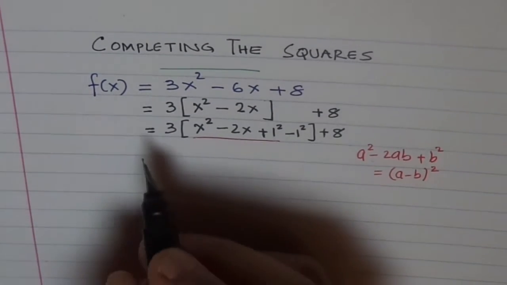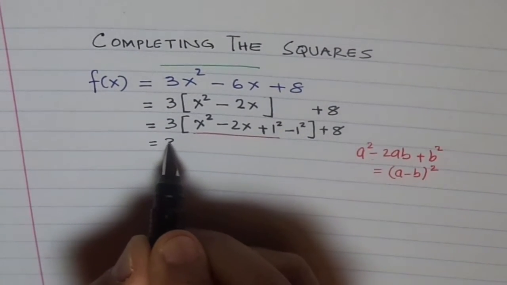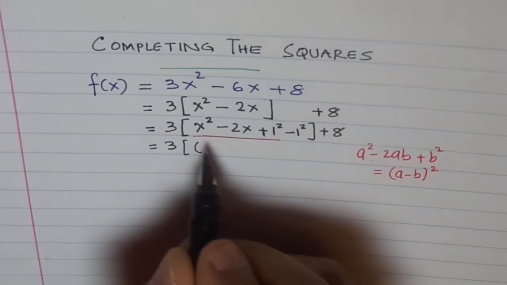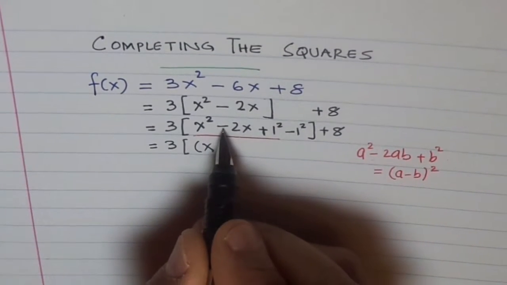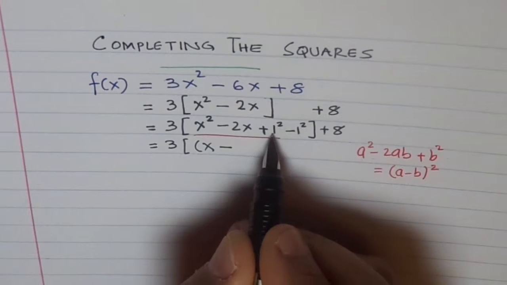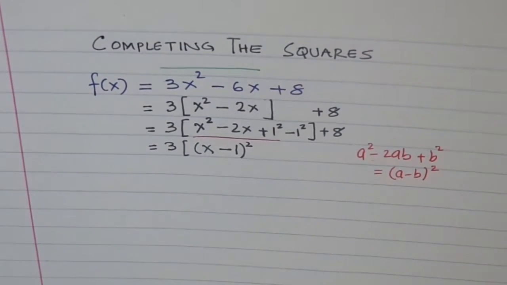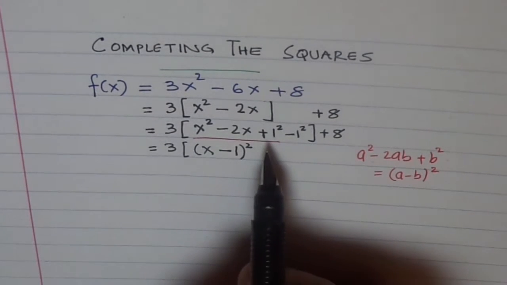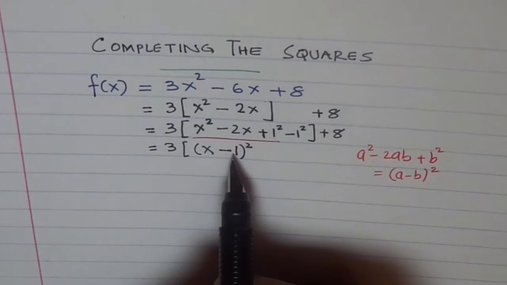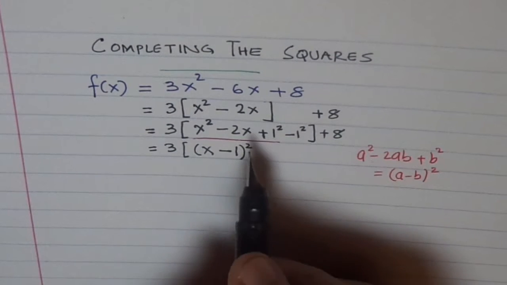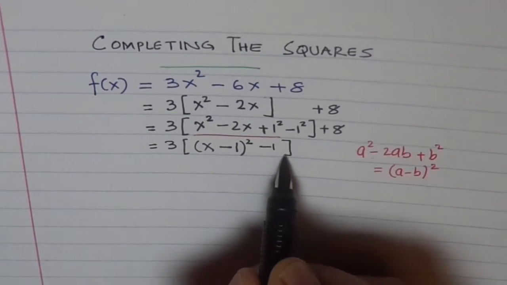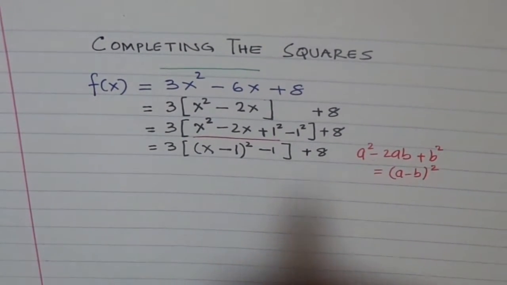So that's what we are going to do, and that's the strategy. So it becomes 3 times, I can write this as x from here, then the minus sign from here, and 1 comes from there, squared. So these 3 terms, the trinomial, is a perfect square of (x minus 1). Do you get it? Minus 1 squared is minus 1, bracket close, plus 8.